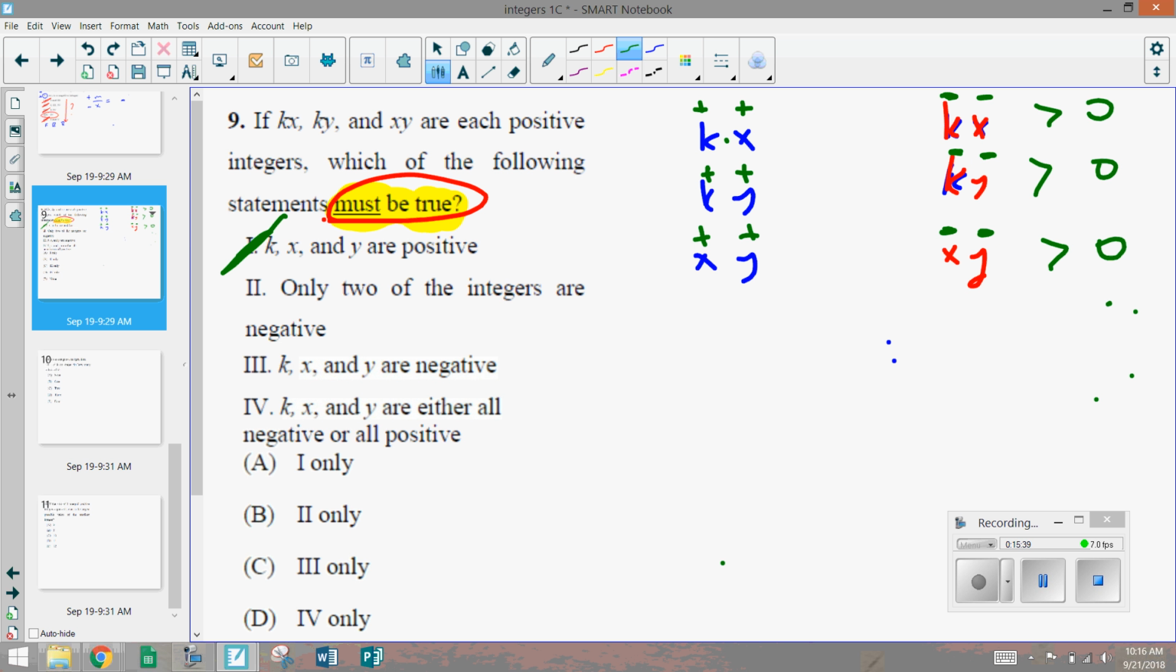All 3 of them have to be negative. So it's saying only 2. This is not correct. K, X, and Y are negative. In this case, this is correct, but not here. So the result is they're all. Make sense? Now it makes sense once you put the possibilities at first, you see everything more clear.